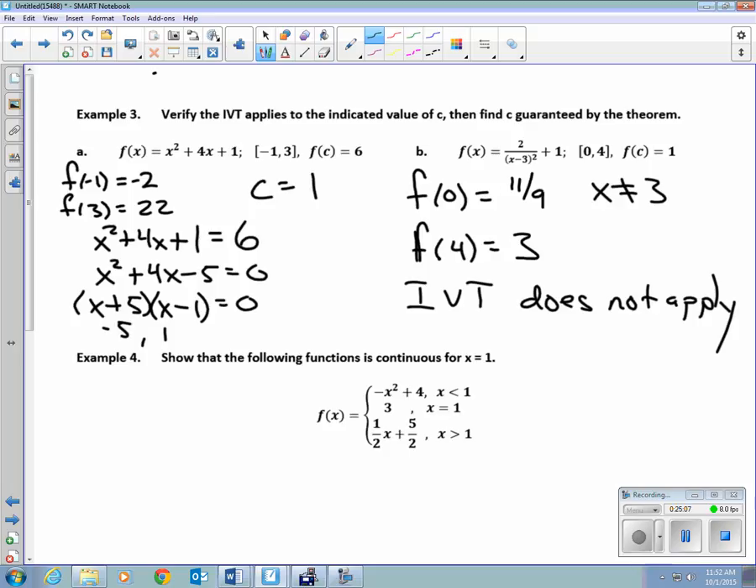The IVT would apply. Yes. But even as you set it up, it says verify that the IVT applies to the indicated value of C. Well, first of all, you would say the intermediate value theorem is in play here. We could use it. But at this point, we get 11 ninths and 3. Is 1 between 11 ninths and 3? So you would say, doesn't necessarily have to be true.